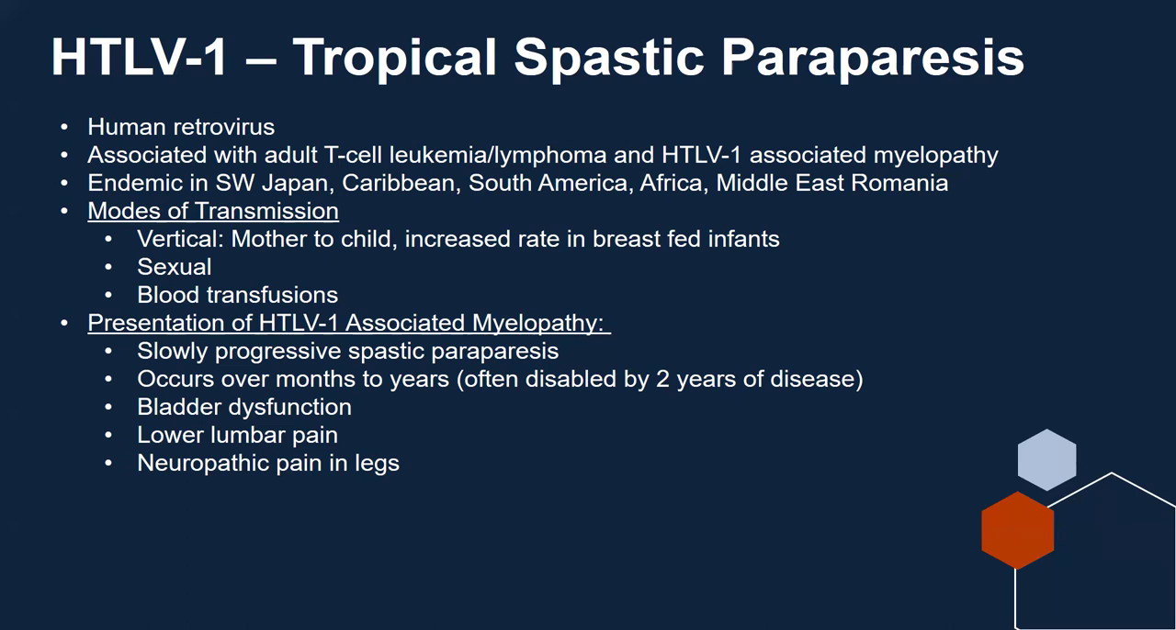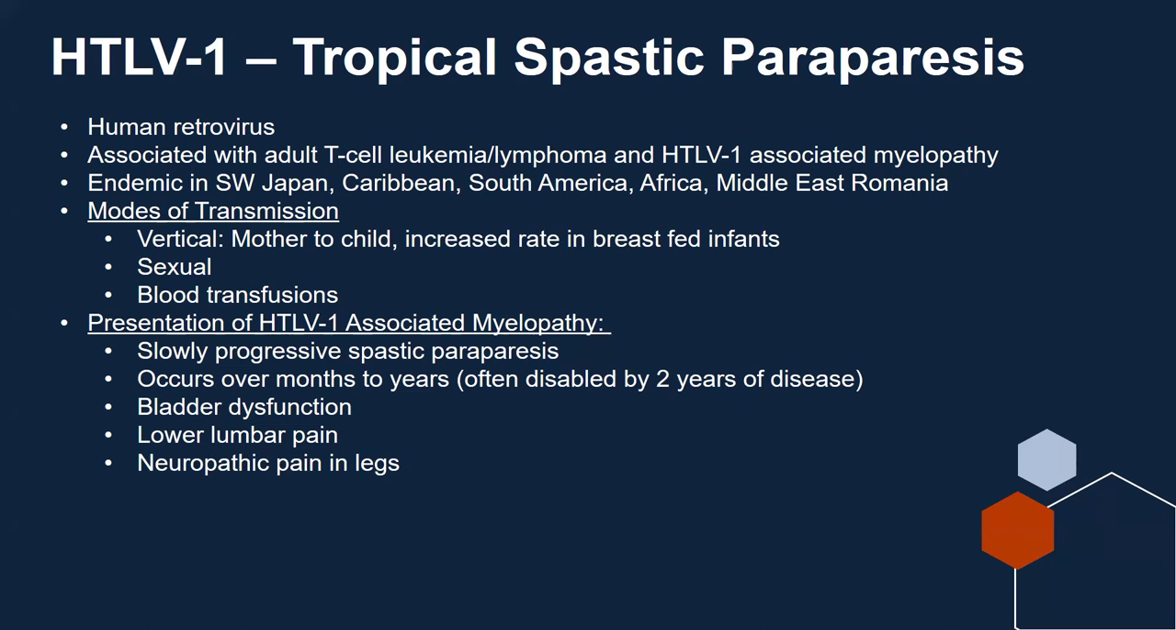And it can be transmitted in three ways. The first is vertical from mother to child, and transmission rates are actually higher in breastfed babies compared to bottle-fed babies. The second is through sexual transmission. And lastly, it can be transferred via blood products, but obviously the blood products in the US are screened appropriately for this.